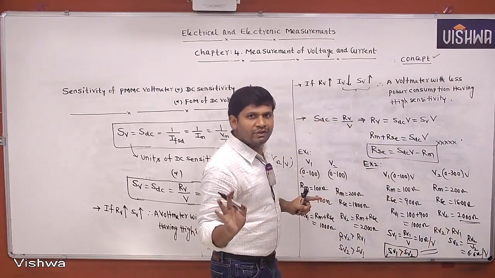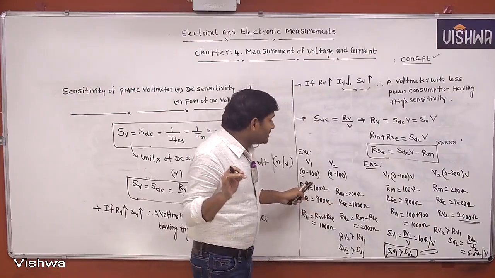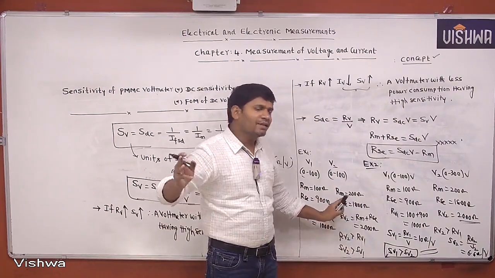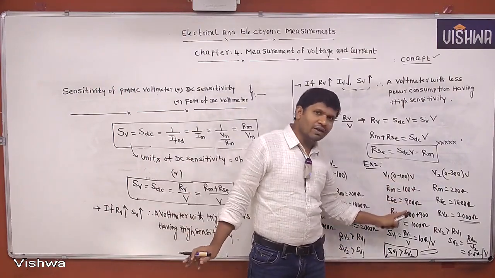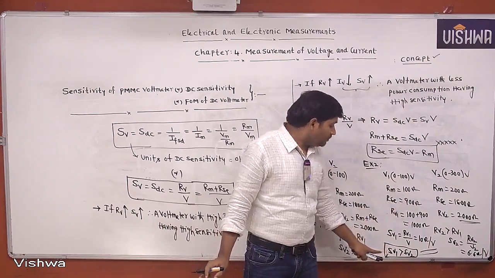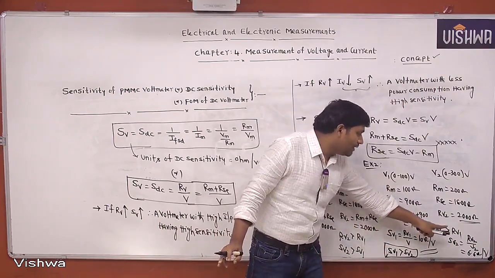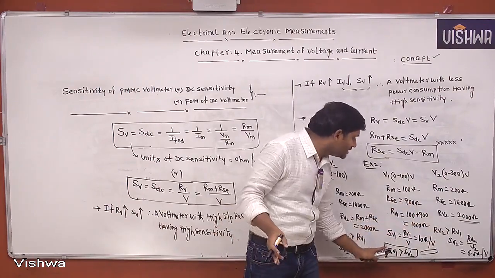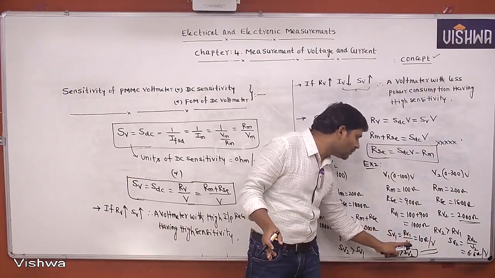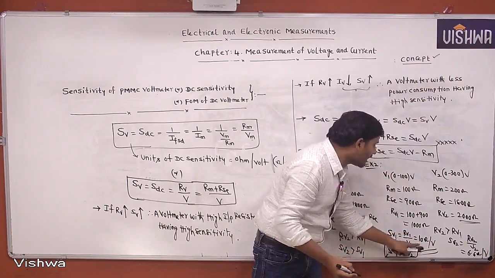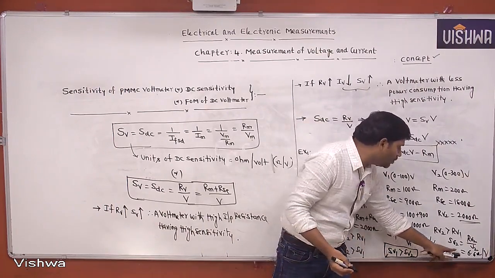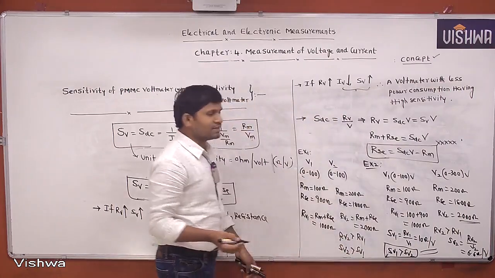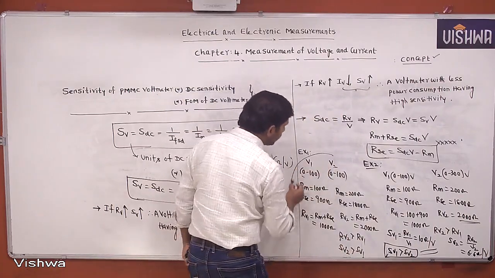What is the observation I am giving here? If the same range of voltmeters are given, if RV2 is greater than RV1, then SV2 is greater than SV1. If different ranges are given, then directly you cannot say that SV2 is greater than SV1. Then how can we say? Calculate sensitivity separately. SV1 equals RV1 by V1, which is 10 ohm per volt. SV2 equals RV2 by V2, which is 6.6 ohm per volt. Like this we can compare the sensitivity.